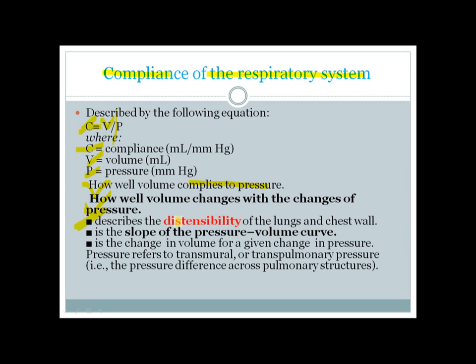It describes the distensibility of the lungs and the chest wall, and it is the slope of the pressure-volume curve. If we put a graph here, where this is the volume and this is the pressure, and we want to see the change of volume along with changes of pressure, the curve may be like this or maybe like this. This curve has a higher compliance because it is steeper, and this curve has a lower compliance because it is not steep, it is a bit flatter in comparison to this curve.